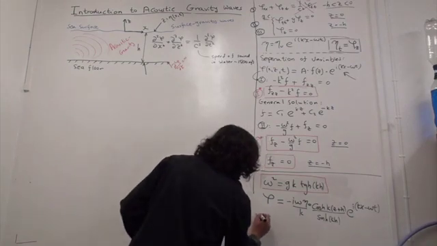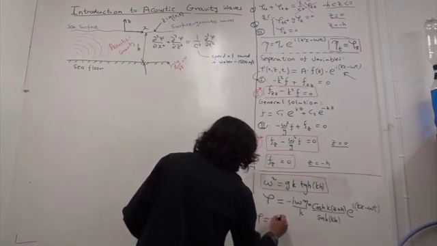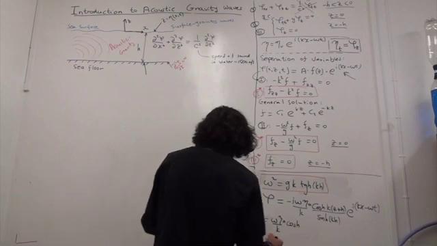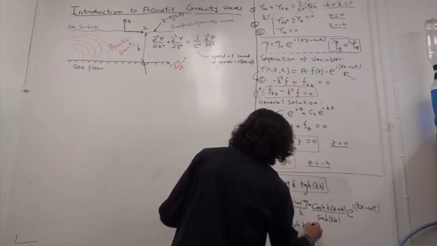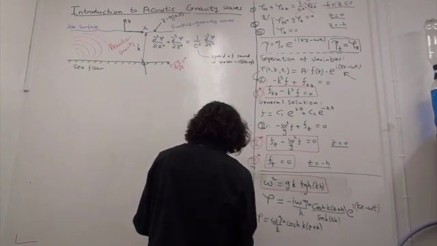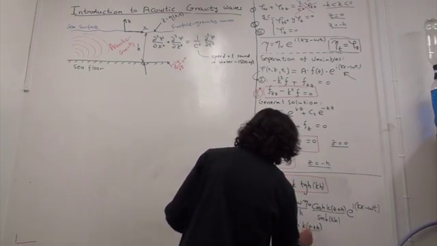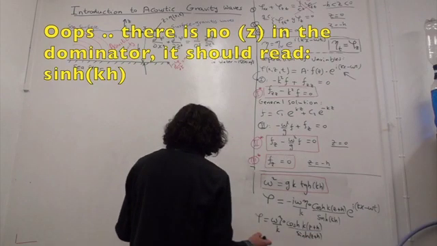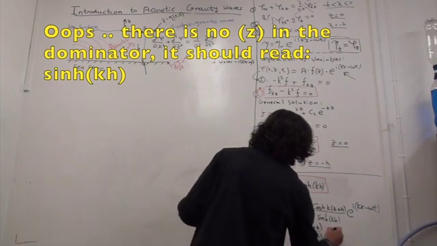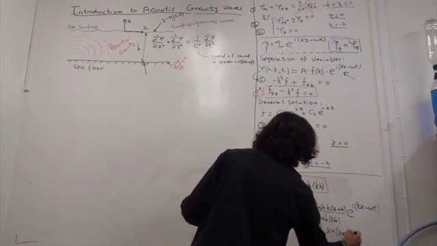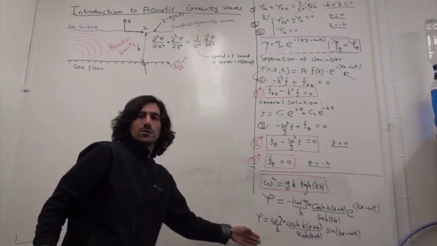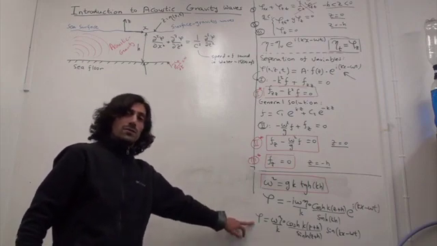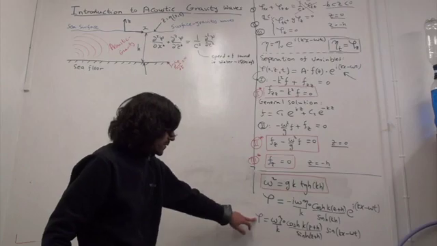So that would give you phi, which is omega eta 0 over k, cosh k(z plus h), divided by sinh kh, times sine(kx minus omega t). Now all you need to do in order to get the velocity in the x direction is take d phi dx, and for the velocity in the z direction you take d phi dz.